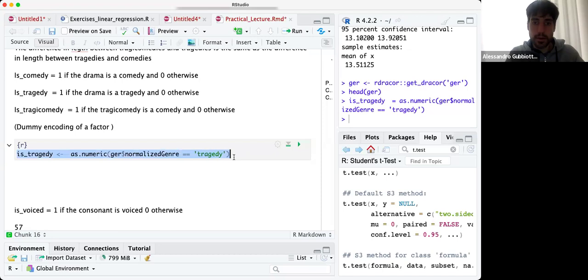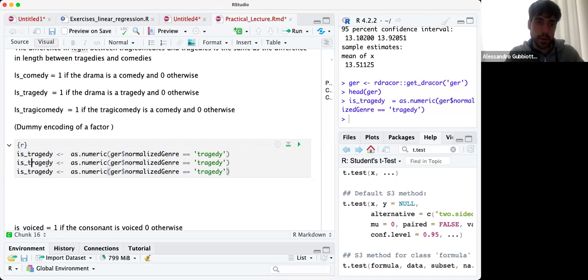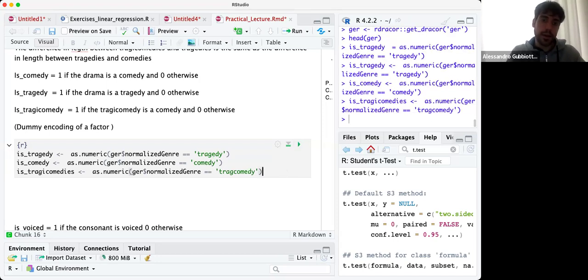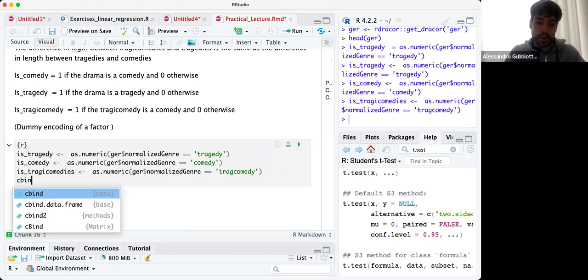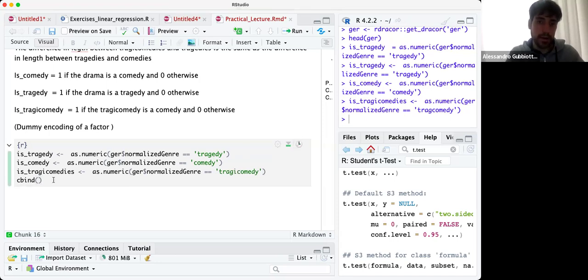And so on with comedies and tragicomedies. So we can take these ones and... Oh, you've lost an I in tragicomedy. Thank you. It would be a null vector. Okay, thank you.